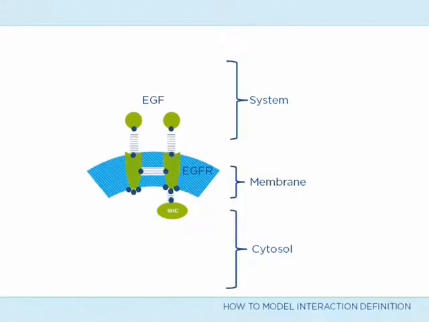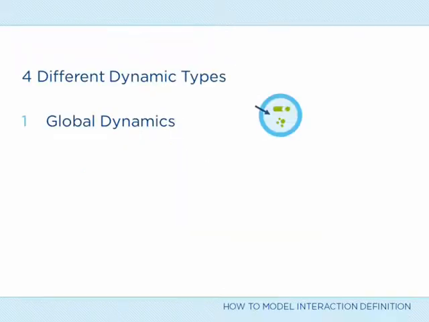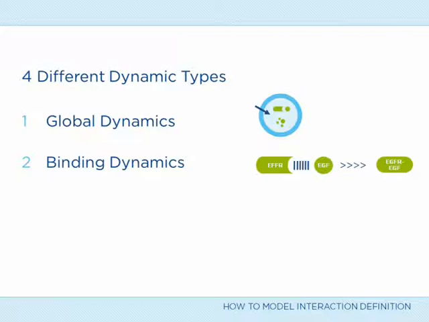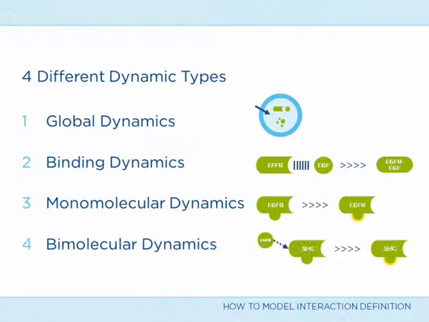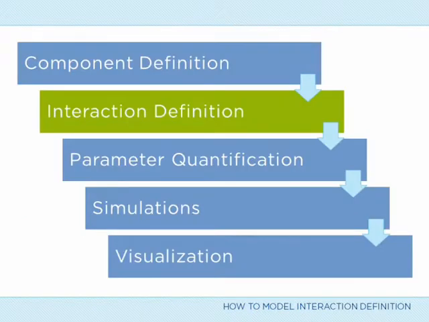To conclude, you've seen how to use global dynamics to model EGF regulation in system, binding dynamics to model the homodimerization of EGFR during the simulation, monomolecular dynamics to model sites change of EGFR from inactive to active, and finally, how to define an enzymatic reaction with SHC across two compartments using a bimolecular dynamic. This concludes the COSBI LAB How to Model Interaction Definition video.